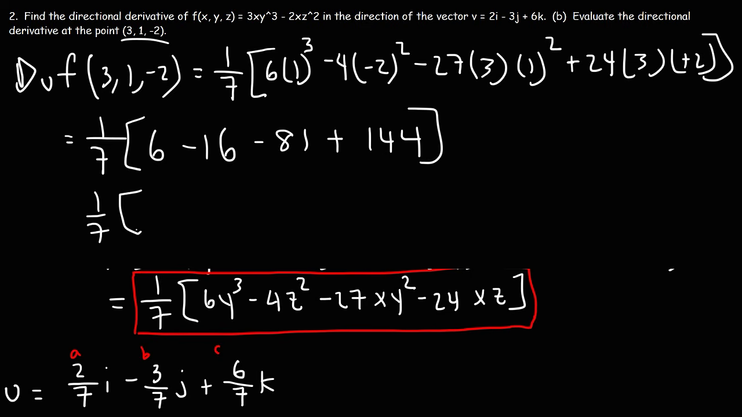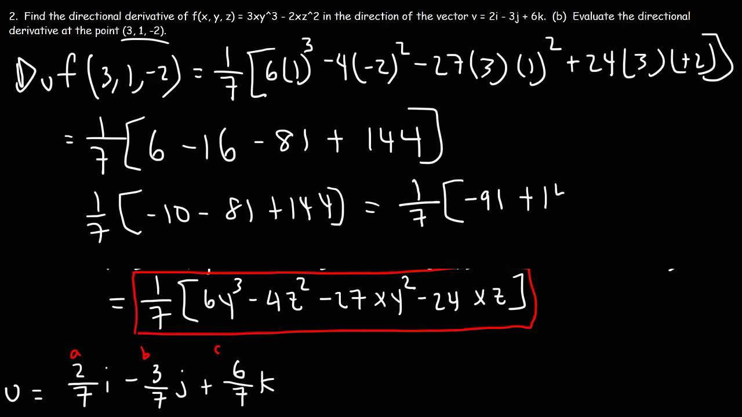And so we have 6 minus 16, which is negative 10. Negative 10 minus 81 is negative 91, plus 144. So 144 minus 91. 140 minus 90 is 50. 4 minus 1 is 3, so that's going to be 53. So the answer is 53 over 7.